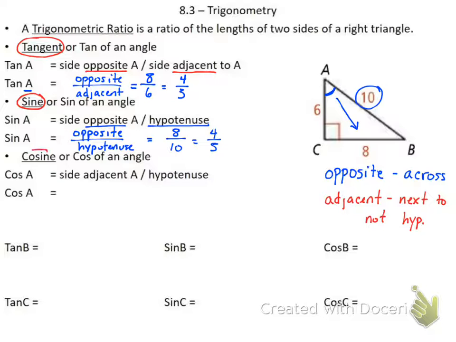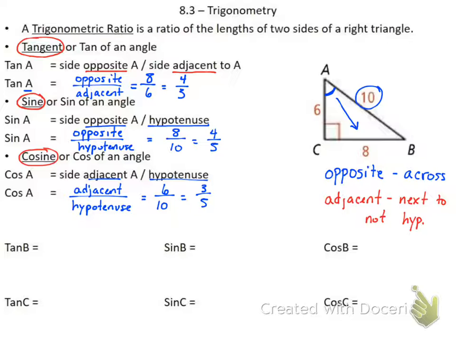And then the last one is cosine. Cosine is adjacent over hypotenuse. So I'm going to write it as adjacent over hypotenuse. The side that's adjacent to angle A, so next to but not the hypotenuse, is 6. And then the hypotenuse is going to be 10. So that reduces down to 3/5. Okay?